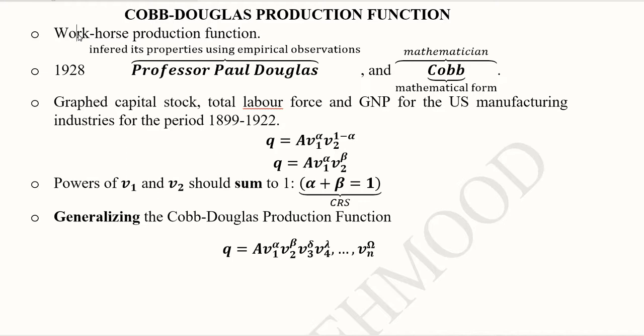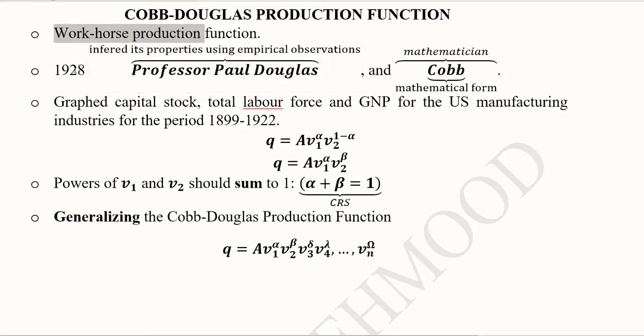There are other production functions, for example, constant elasticity of substitution production function, translog production function, variable elasticity of substitution production function, and so on. But whenever we open the empirical literature, we will find that Cobb-Douglas production function is more than 90% times used in it. So this is why we call it a workhorse production function.